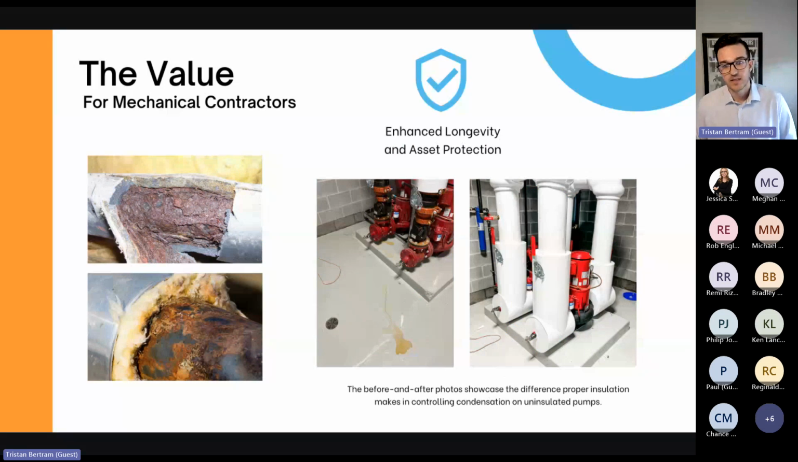Inadequate insulation can lead to various issues, including corrosion under insulation or CUI, condensation and mold, reduced performance, greater carbon emissions, and more. Insulation contractors ensure that insulation is installed to project specifications, protecting the mechanical system from premature failure and extending service life. The before and after photos here showcase the difference that proper insulation makes in controlling condensation on uninsulated pumps, which also improves operating efficiency.